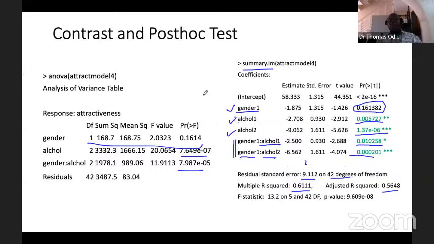Okay. There's a paper we published in 2019, Odong et al. It talks about the use of different statistics in writing papers. You can have a look and see.